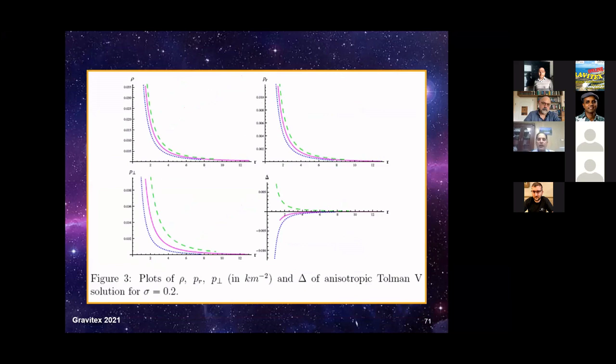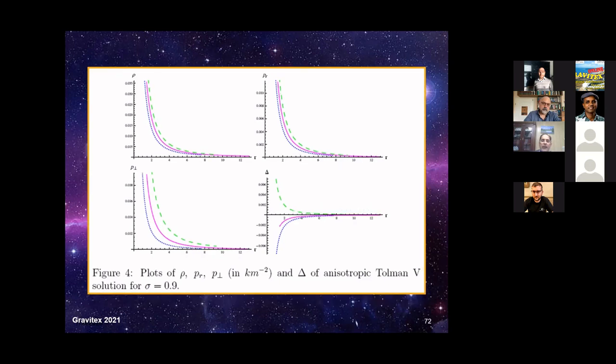Next, we have drawn the graphs of matter variables: density, pressure, and anisotropic parameter for this solution. And we see that density is positive and provides decreasing behavior. Similarly, the radial and tangential pressure. And we see that the anisotropic parameter is 0 at the center. These all provide the required behavior for sigma equal to 0.2 and sigma equal to 0.9.